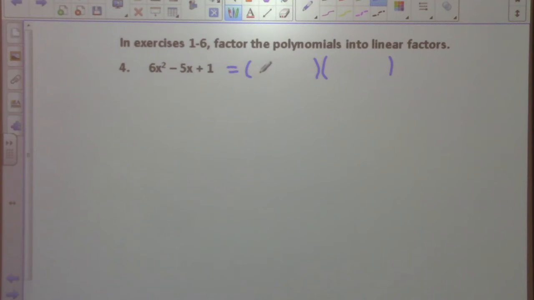So what did you get? 3x minus 1 and 2x minus 1. So we have negative 2x here, and we have negative 3x, which added together equal negative 5x. So that's going to be our answer, right?